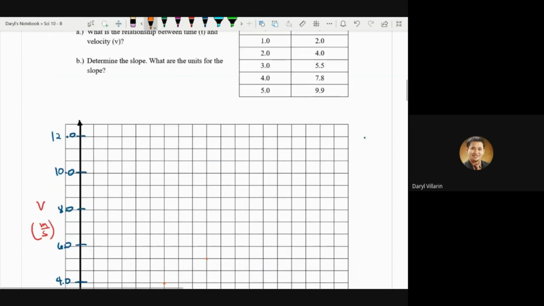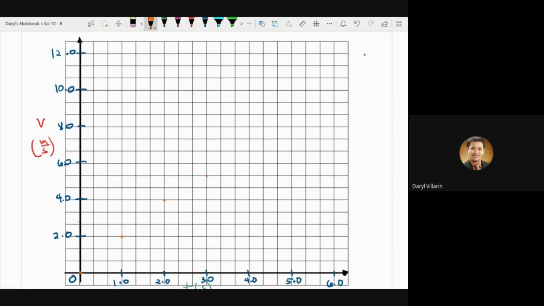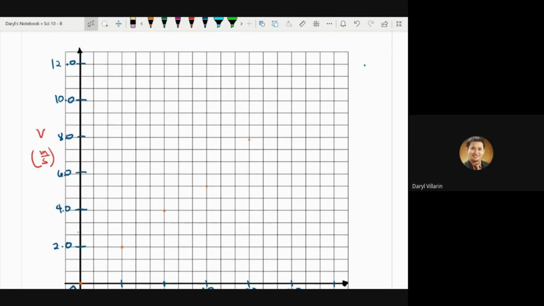So for 4 seconds, it's 7.8. So 4 seconds, 7.8, it's close to 8 meters per second. So I'm just going to place somewhere there. At 5 seconds, it's 9.9. So it's almost 10. Okay.